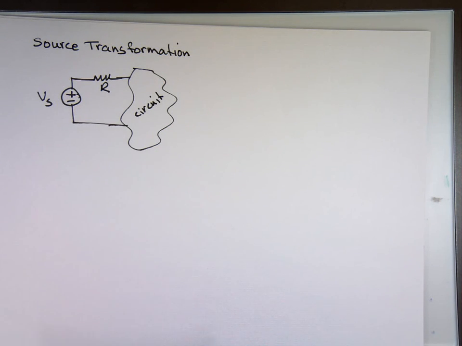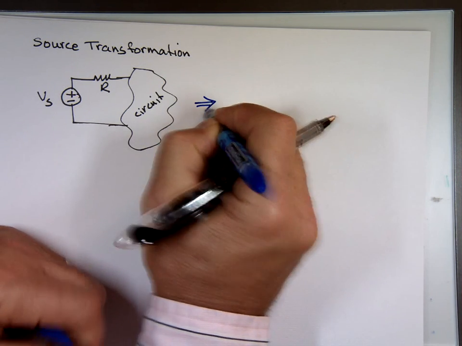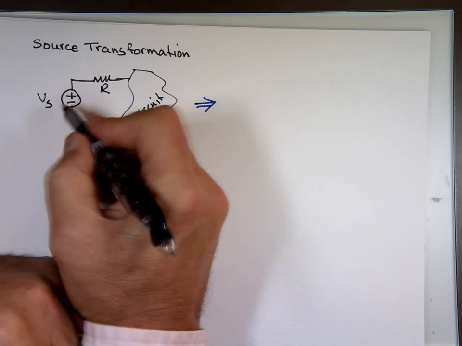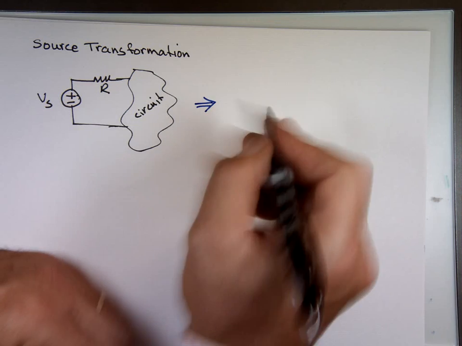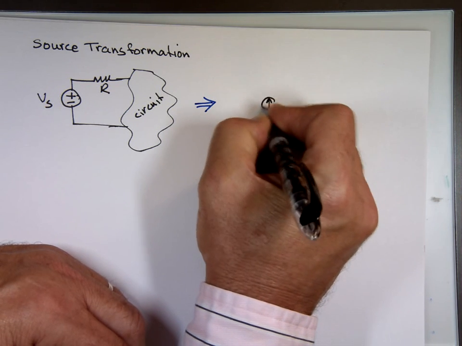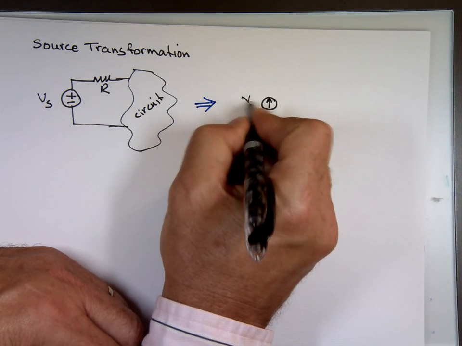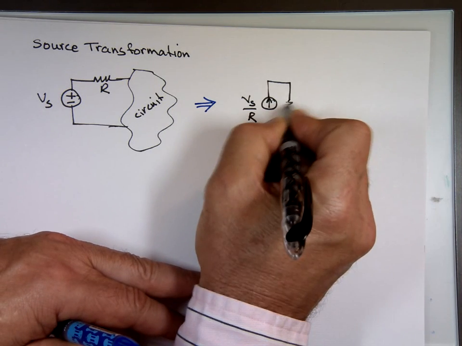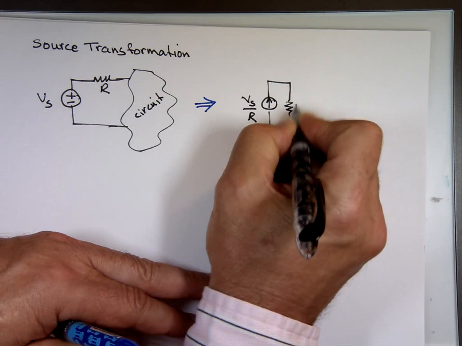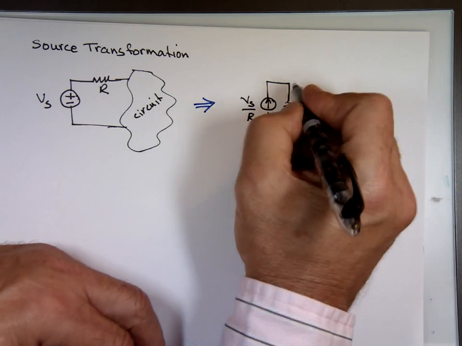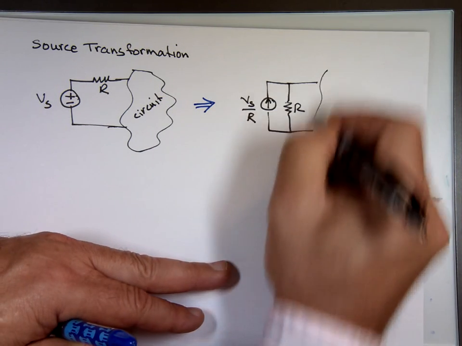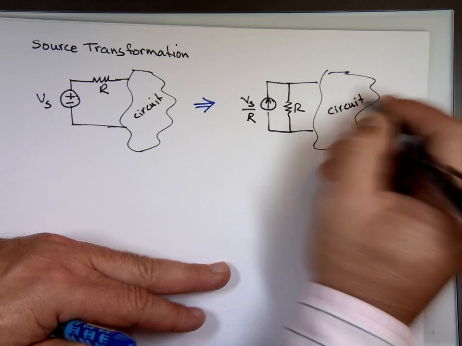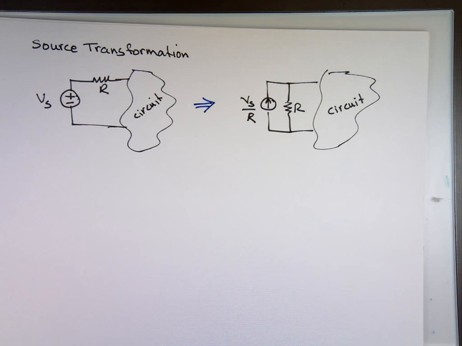I can take that and replace it with a current source. Notice the direction of the voltage, minus to plus. A current source pointing upward with the value of what? Vs over R, in parallel with the same resistor. That resistor doesn't change. The rest of the circuit doesn't change. I'm using Ohm's law: I equals V over R.